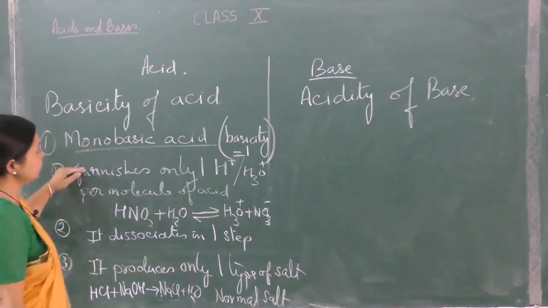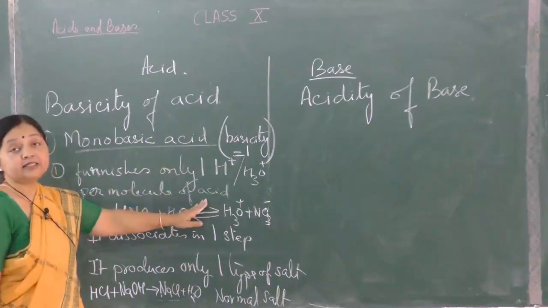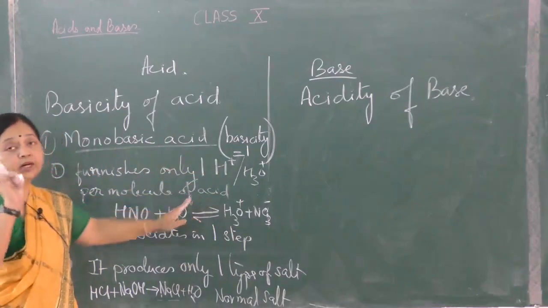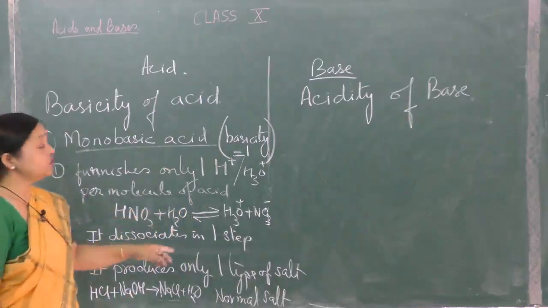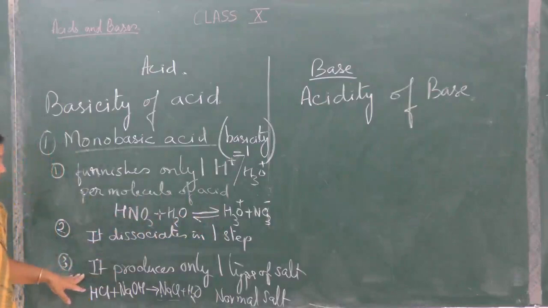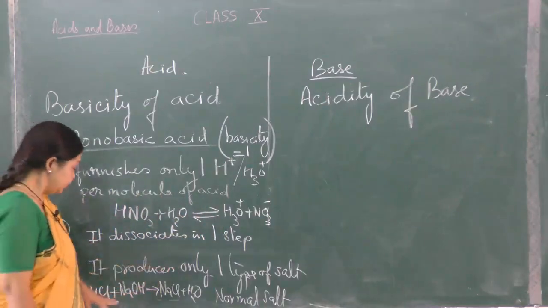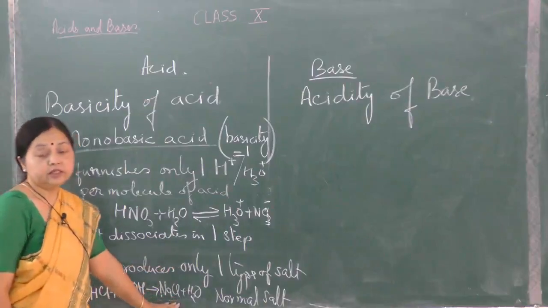So monobasic acid furnishes only one hydrogen ion per molecule of acid. One molecule of acid will produce one hydrogen ion. It dissociates in one step, a single step process. Next, it produces only one type of salt, that is a normal salt.